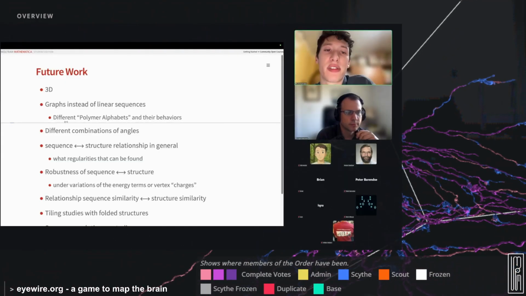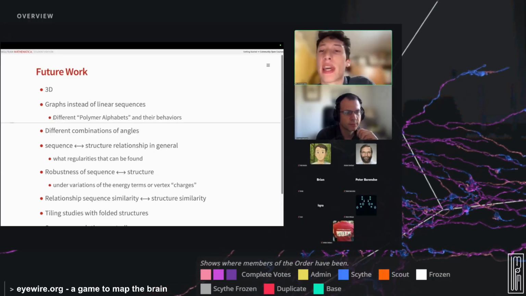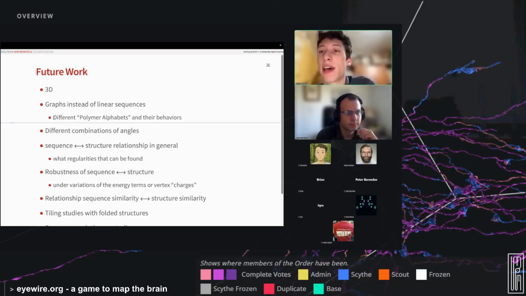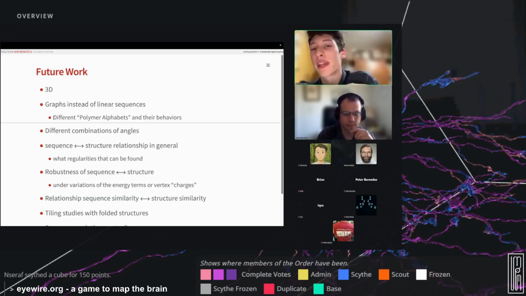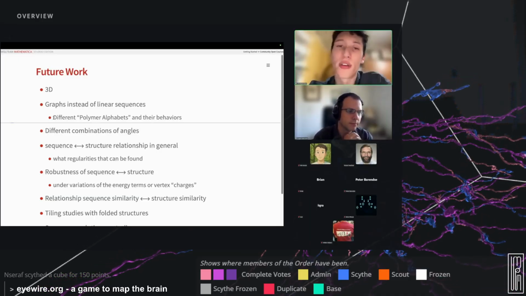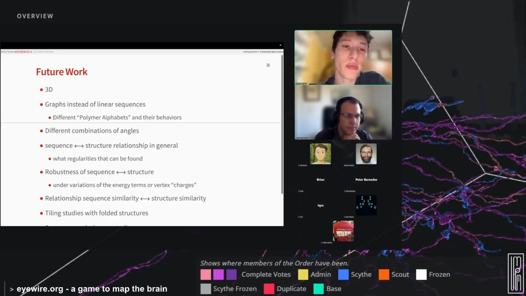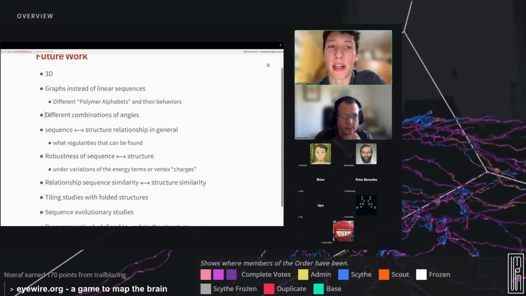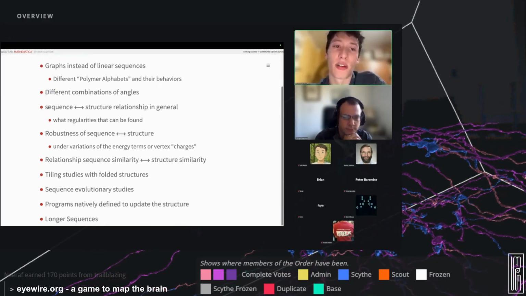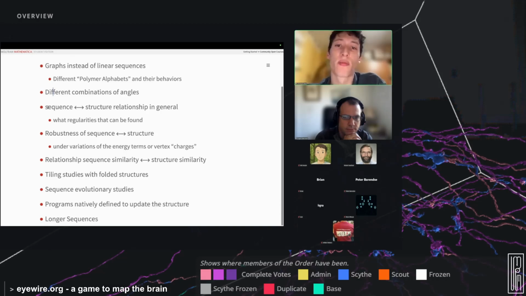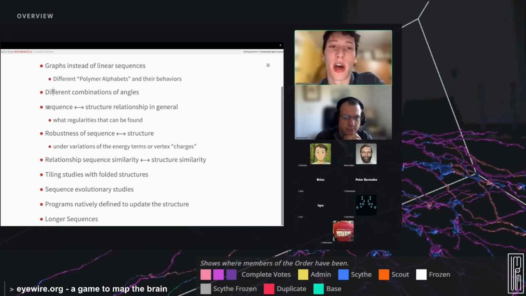And basically the kind of questions would be, can we find polymer alphabets that have very predictable behavior, right? So they basically always have one unique energy and so on. Then we can look into different angle combinations and how much they matter, right? We can look into the sequence structure relationship more generally than we did now.